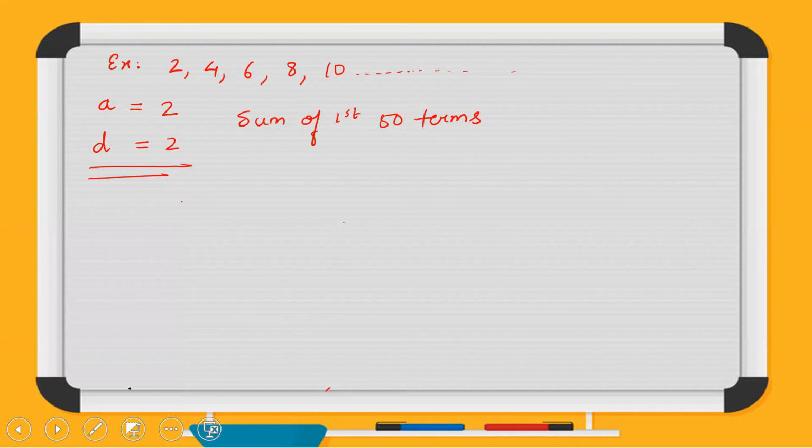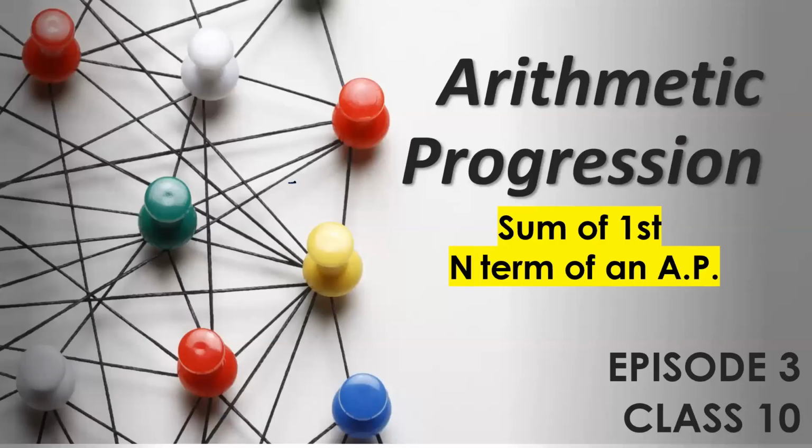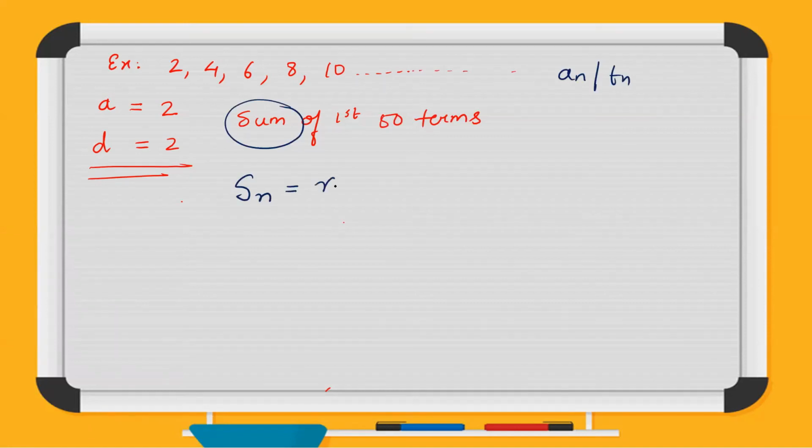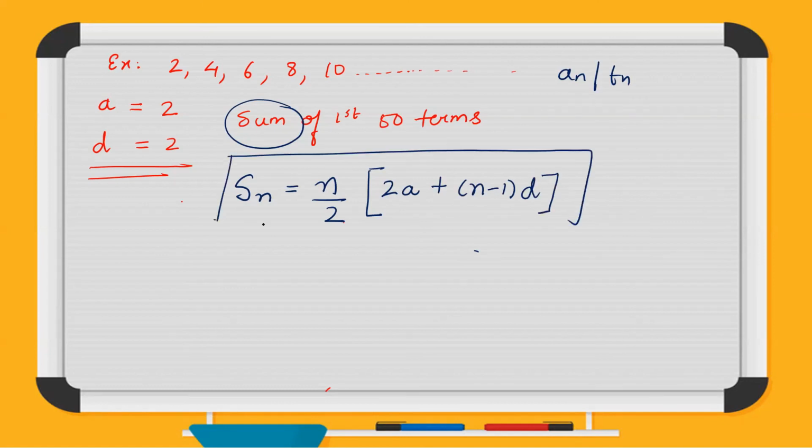Whenever a sum is there, see, the nth term is denoted by an or tn. The sum of first n terms is always denoted by Sn. Sn is always equal to n upon 2 in bracket 2a plus n minus 1 into d. Very, very important formula. It has a big derivation, but if I explain the derivation, you will get a little confused. So derivation is not asked.